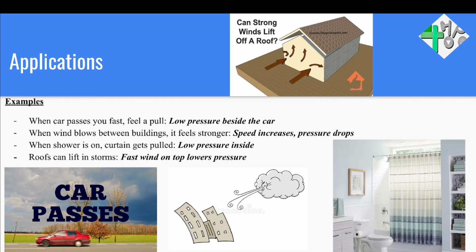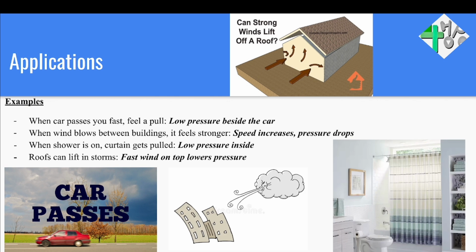Think about both air pressure and fluid speed. For example, that's the very first example. Whenever you feel a pull, there's a low pressure beside the car. When wind blows between buildings, it actually feels stronger because the speed increases, the fluid speed goes up, and the pressure drops. There's an inverse relationship being applied.